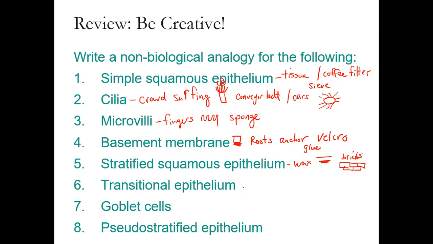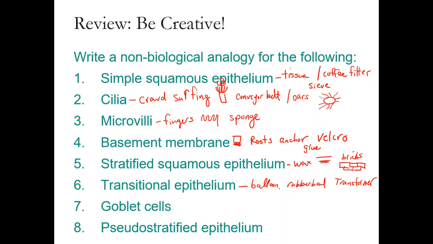All right, transitional epithelium is very stretchy. So I was thinking of maybe a balloon. You could think of a rubber band. All right, and those are functional comparisons. Structurally, because it's a transformer, you could write transformer, Optimus Prime, whatever, Bumblebee, whoever your favorite is.